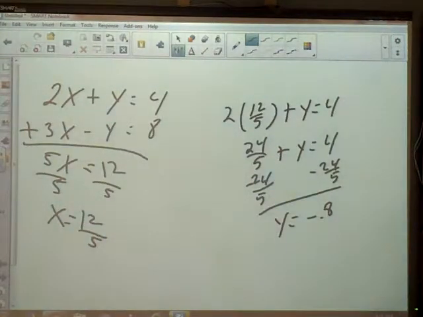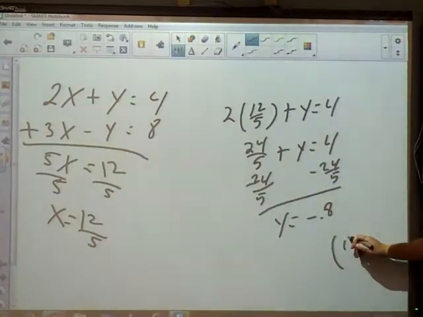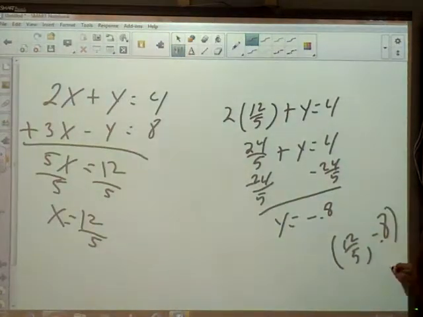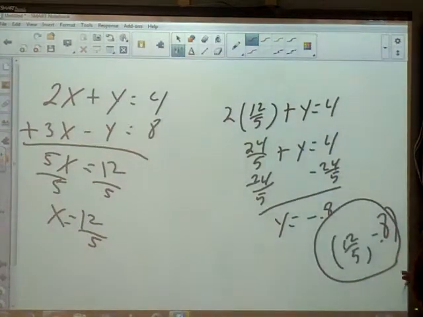Yeah, it's -9. Alright, so to write your answer now, this is an ordered pair, so you're going to take x, comma, y, and that would be your answer. Okay, now that's what you did in Algebra 1.